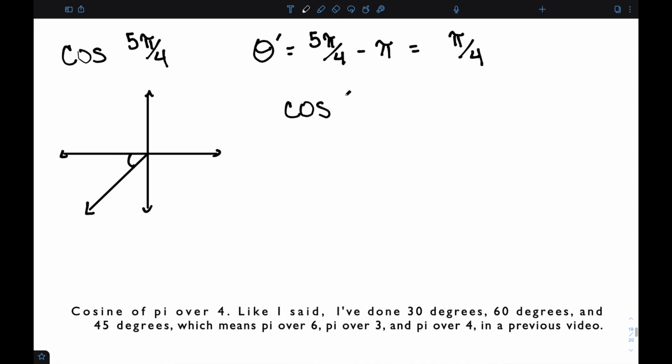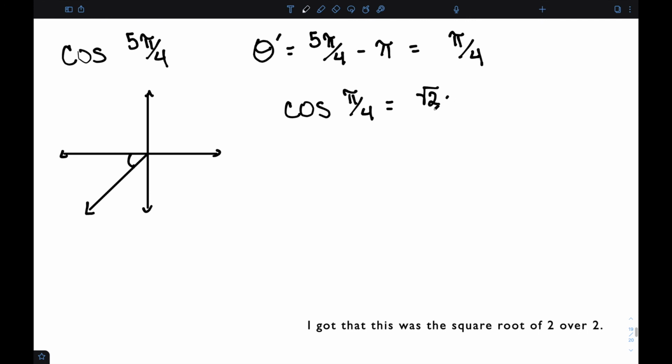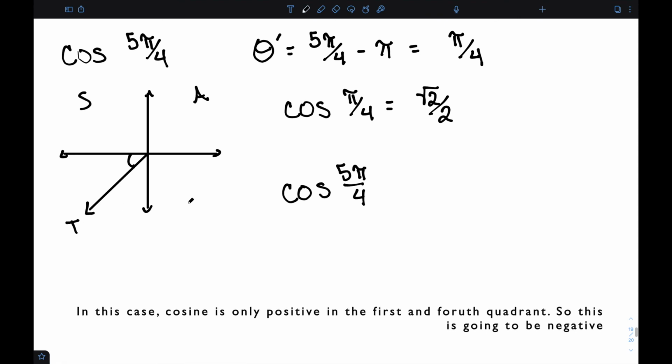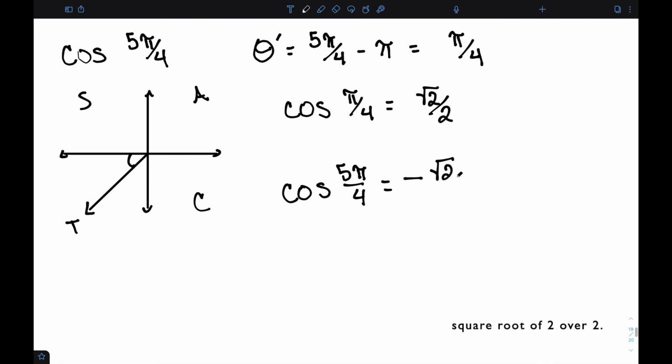Cosine of pi over 4, like I said, I've done 30 degrees, 60 degrees, and 45 degrees, which means pi over 3, pi over 6, and pi over 4 in a previous video. And I got that this was the square root of 2 over 2. As a result, cosine of 5 pi over 4, in this case, cosine is only positive in the first and fourth quadrant, so this is going to be negative square root of 2 over 2.